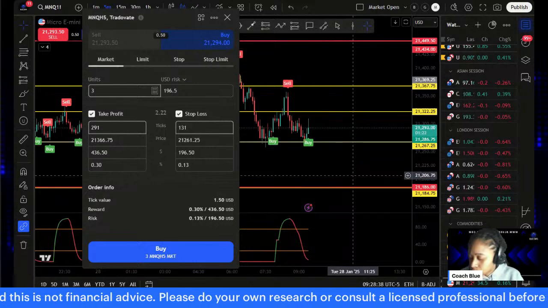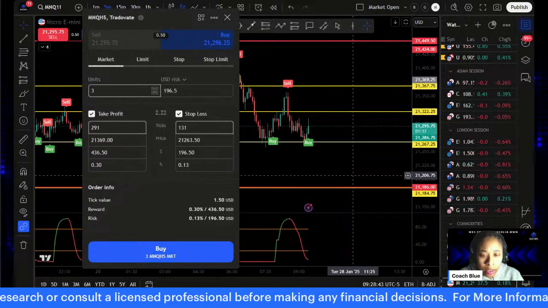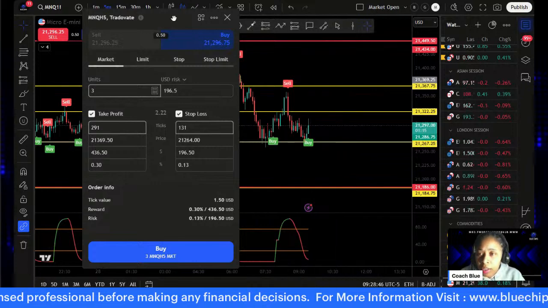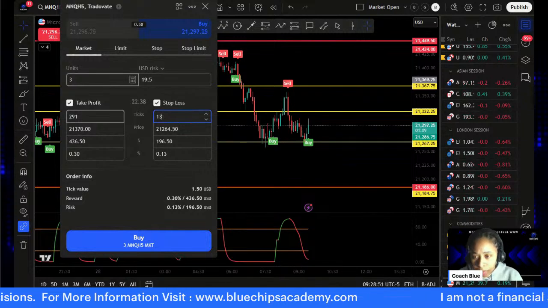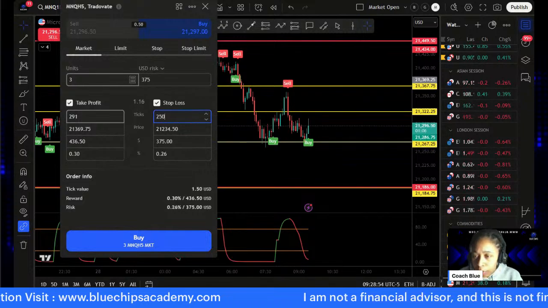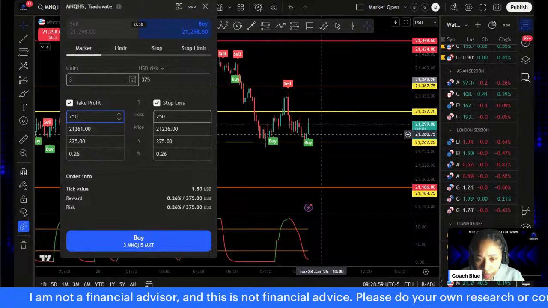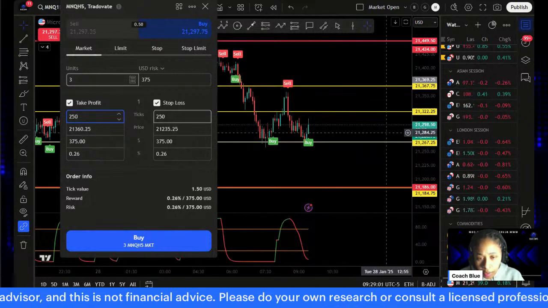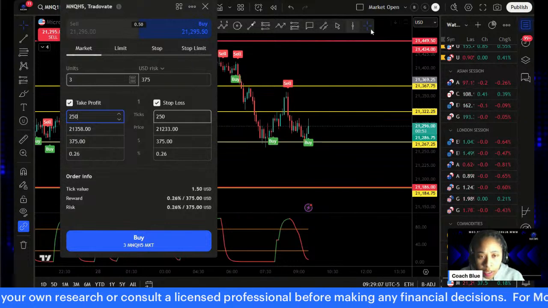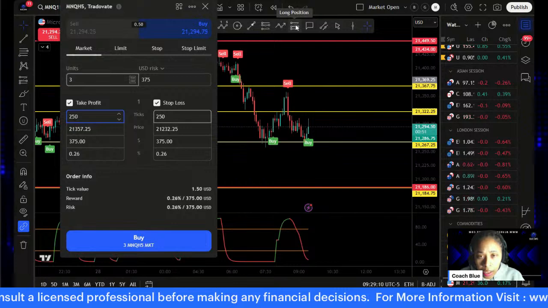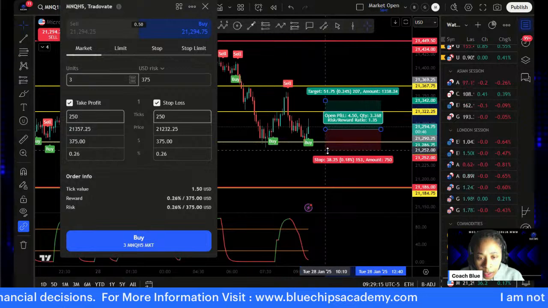We got 1 minute and 23 seconds left, and let's see what the market presents to us today, guys. But I am set. Let me just put 250 for my stop loss and 250 for my take profit. And I'm risking 3 contracts here. So if we look at this long position setup here, we got 50 seconds left. Let's see what we get here.